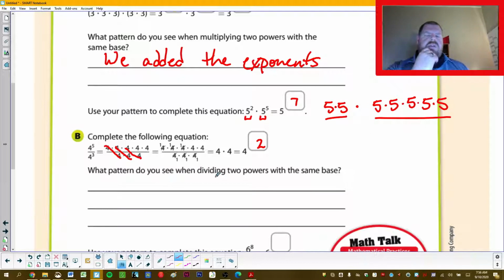So what pattern do you see when dividing two powers with the same base? Well, how can I get from my original problem to give me 4 to the 2nd power? How do I turn 5 and 3 into 2? For me, I'm thinking subtraction. So we would subtract the exponents.